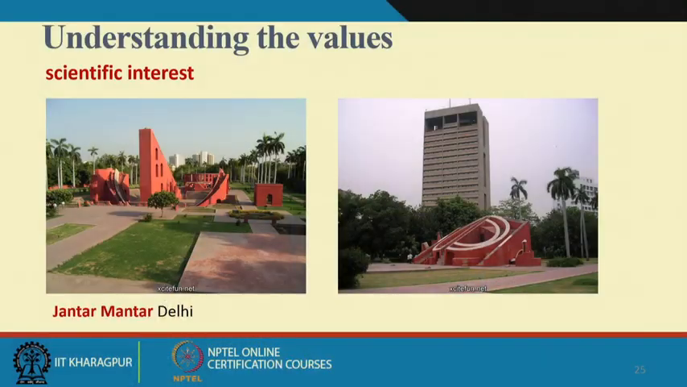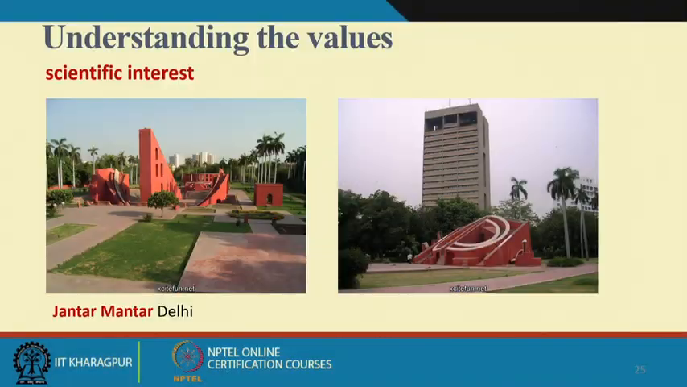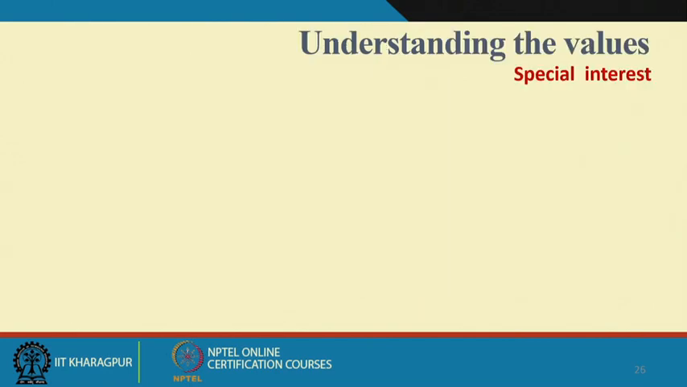For example, this is the Jantar Mantar in Delhi. The New Delhi Municipal Corporation built a high-rise structure in very close proximity to this structure, which jeopardized its functionality. So, we must understand that it is not only beautiful, not only old, but it has a scientific reason, and this has to be understood if we want to preserve it.